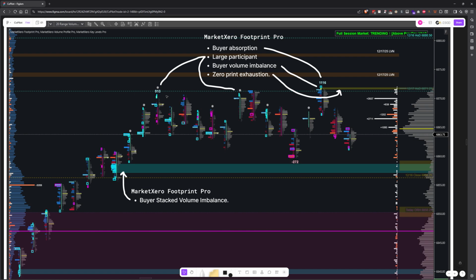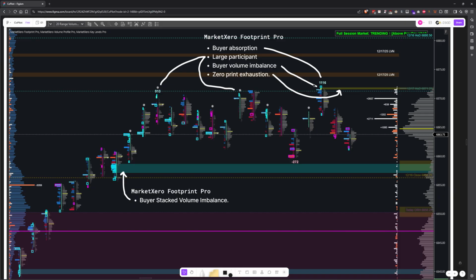And here at the footprint indicator, you can see that we have buyer absorption. We have a 913. Buyers get absorbed. Again, here at 1100, buyer absorption level, we see these gray circles indicating there are larger participants engaging in price action at that time. We also see buyer volume imbalances. You'll notice these outlined areas will indicate either a selling imbalance or buyer imbalance based on the colors.